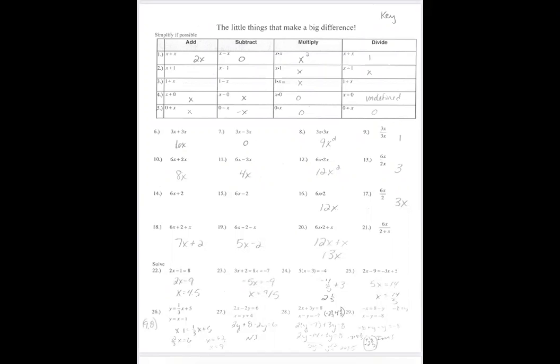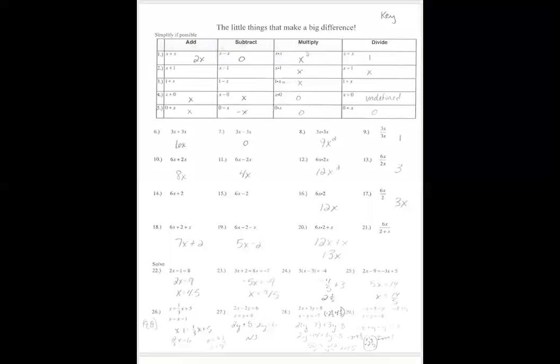For row 2, x plus 1, you cannot do anything there. They are not like terms. Without having more information for the value of x, you cannot simplify. Likewise, for the second column with subtraction, x minus 1, you cannot be simplified. Those are not like terms.